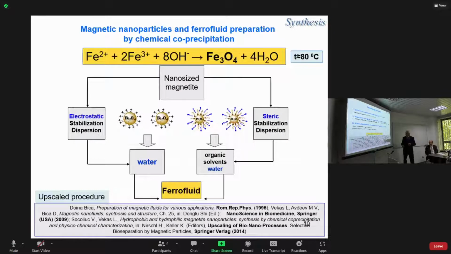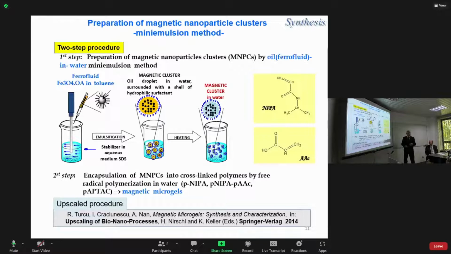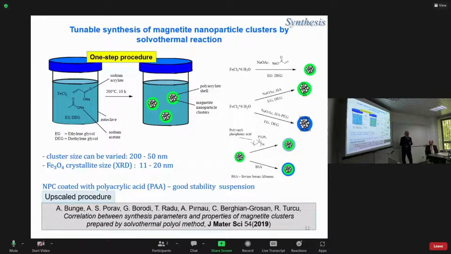So, this is the most used procedure. I told you that it is chemical co-precipitation. We upscale this procedure, I will show you. Also, the mini emulsion for magnetic nanocluster preparation is a very well-defined procedure. We have used it for many years, and now it is upscaled also. And here is the solvothermal procedure, also upscaled recently.